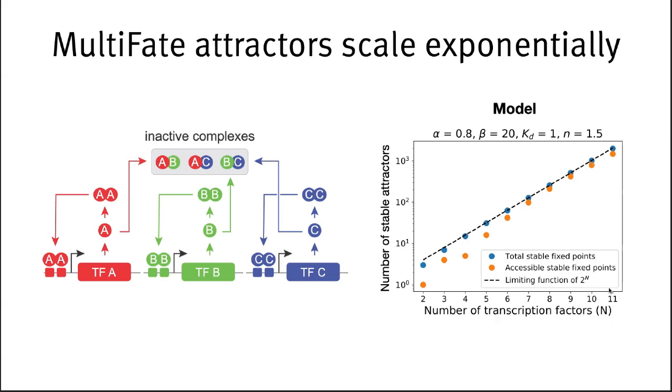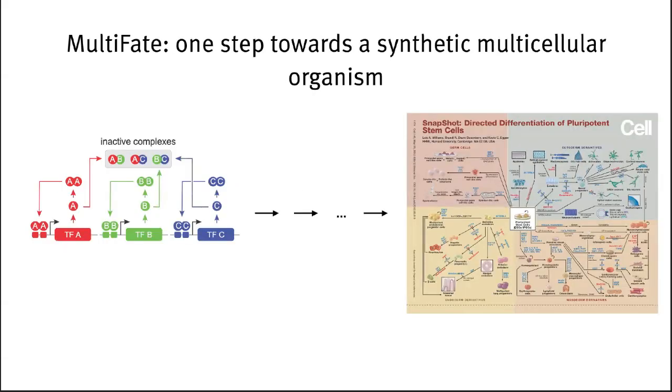So if you imagine going out to, say, 10 transcription factors, you're approaching 1,000 different states. And also the basins of attraction of those states are relatively balanced, so they're relatively equally accessible. So we think that this system has a beautiful scaling property.